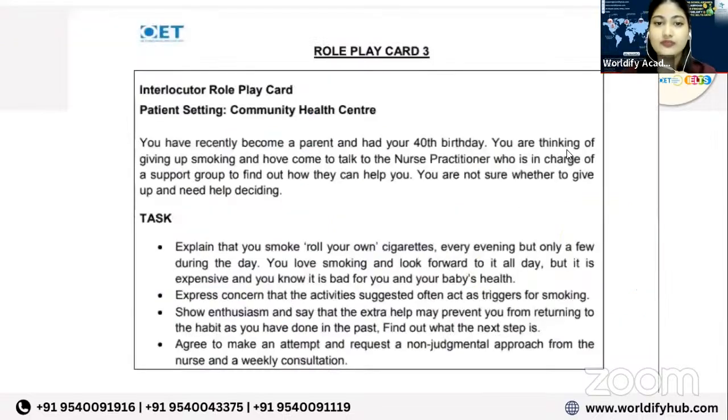Now here we have an example of the role play card. Basically, this is how an interlocutor's role play card looks. Patient setting is given, community health center. Then, as you can see, a 4-line scenario is given, and below that, we will have our tasks. Now, in those 3 minutes of preparation, you have to read these 3 things: settings, scenario, tasks.